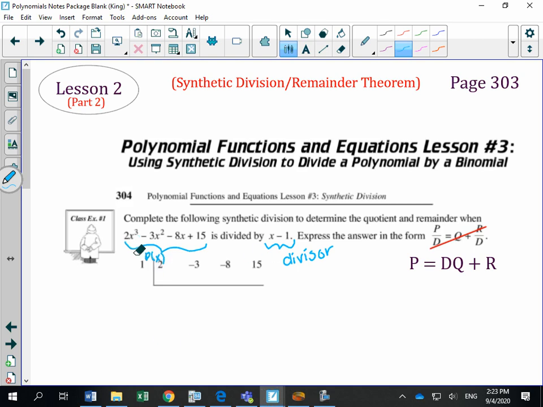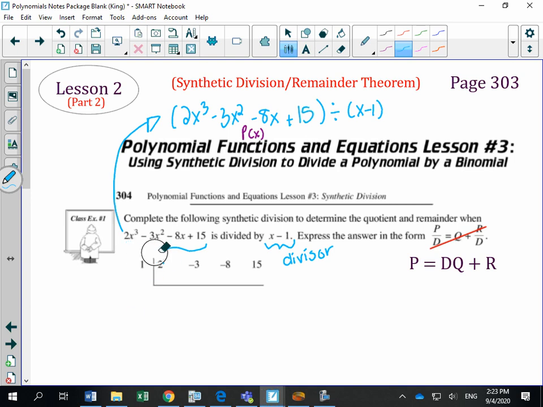So if I was to write this as a division statement, it would be 2x cubed minus 3x squared minus 8x plus 15. And that polynomial, so that is our p of x, it's being divided by the divisor of x minus 1. Okay, how we set up synthetic division is we use what's called an upside down division bar. So this bar right here is what we call our upside down division bar.